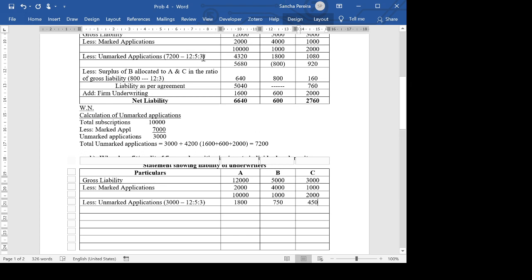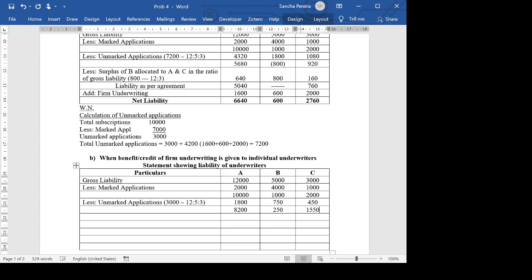Here your unmarked applications were 7,200. Why it was 7,200? Because I added firm underwriting, because that's how you treat it when benefit is not given. But here I minus the unmarked applications purely as unmarked applications. I've not added anything to it. So see what we get here. Here it will be 8,200, 250, and here it will be 1,550.